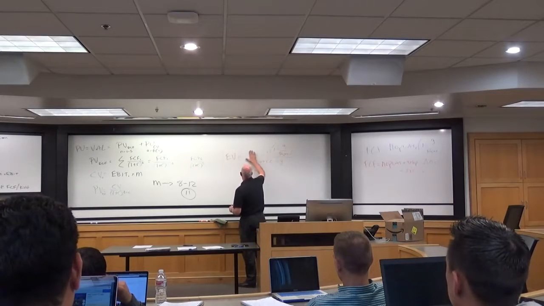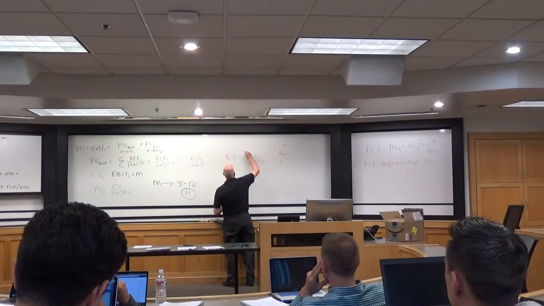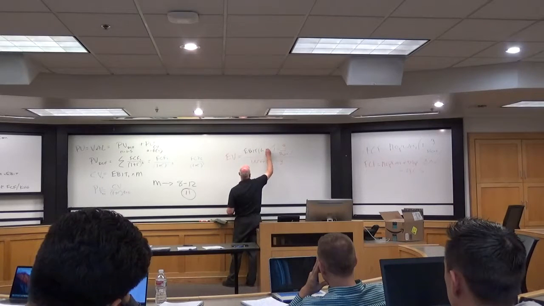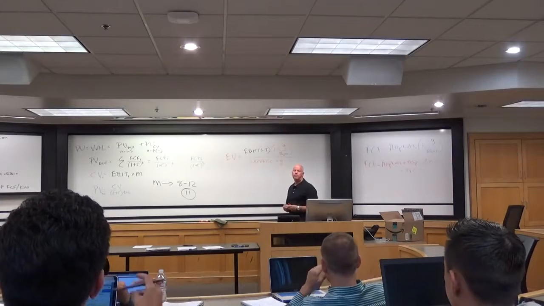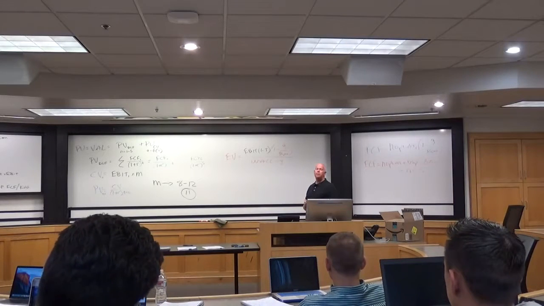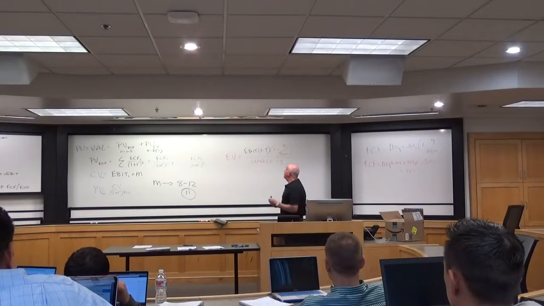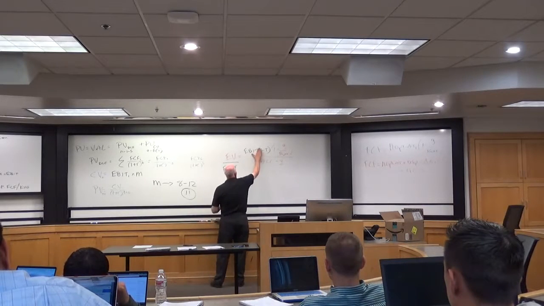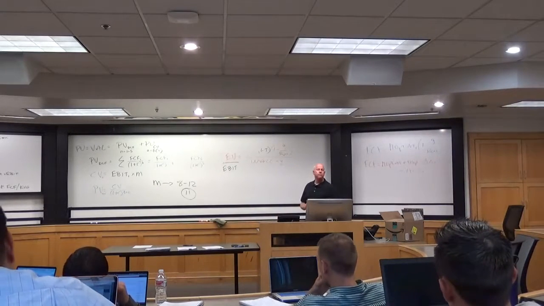What does NOPLAT equal? EBIT times 1 minus T is NOPLAT. Can I now create an EV-EBIT multiple with this equation? All I have to do is divide both sides by EBIT, and now I have an EV/EBIT multiple.